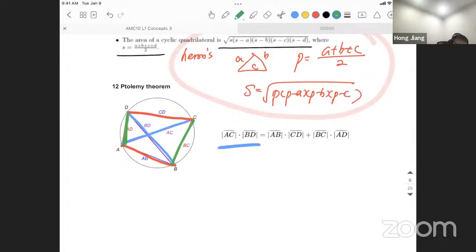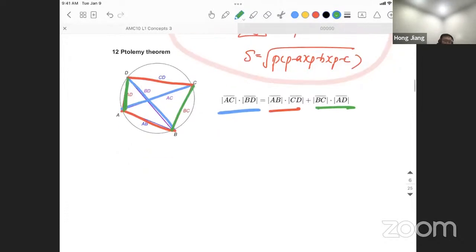AB and CD, there are two red ones. BC and AD, there are two green ones. So the two opposite sides, you multiply them together, and then add the products together, and that equals the product of the two diagonals. This is the famous Ptolemy theorem.